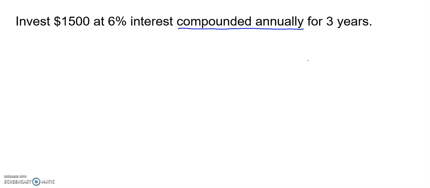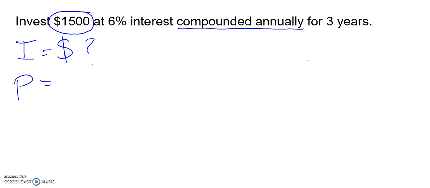So we're going to start with this example. So again, we're taking a look at the same variables. We're going to have our interest, which is what we're trying to calculate. Remember, interest is always a dollar amount. We still have our principal. Remember, that's the money we're investing, and we're still sticking with that same $1,500 investment.